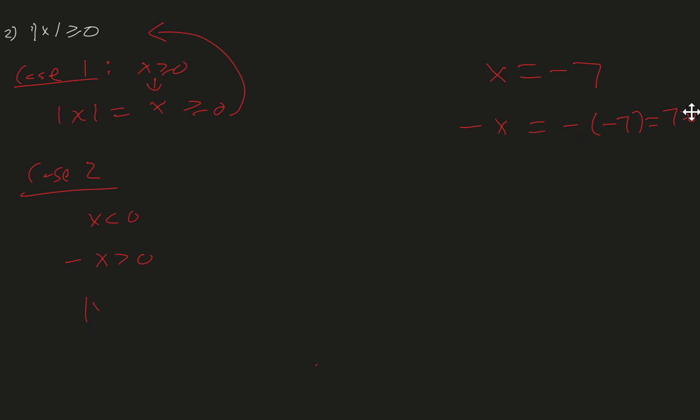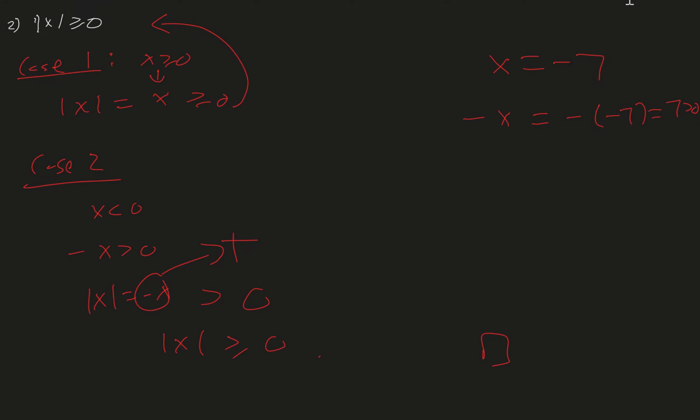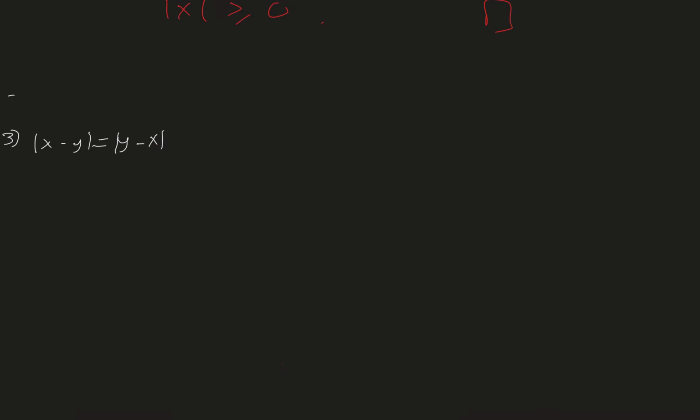So we get that modulus of x equals minus x, and minus x is positive, and therefore it's greater than 0, and we get modulus of x is greater than or equal to 0, and we're done with the proof, since we've proved for both the cases that modulus of x is greater than or equal to 0. So let's take a look at this theorem.